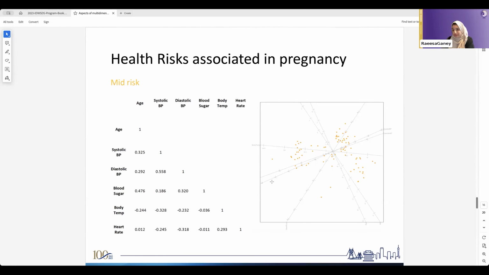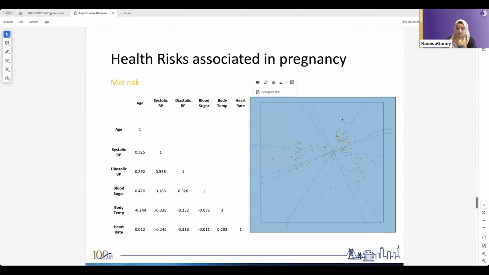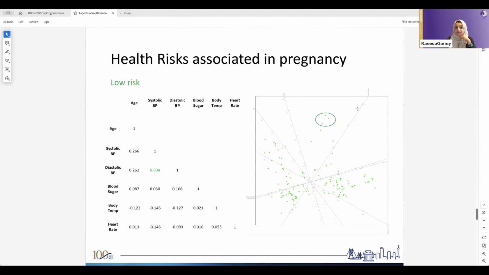Also, what the biplot is showing me is how variable each of the variables is, so how much variance is occurring in each of the variables. If you look now at blood sugar levels, the range lies from there to there, whereas some other variables would be shorter. And then looking lastly at the low risk, again the correlation jumps, 0.804, back to like the normal high risk, and also giving me a different type of biplot.